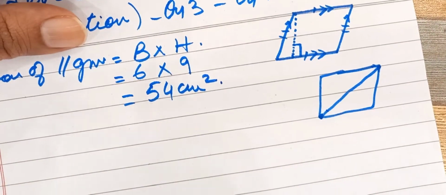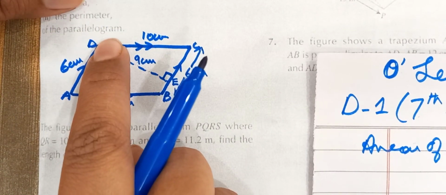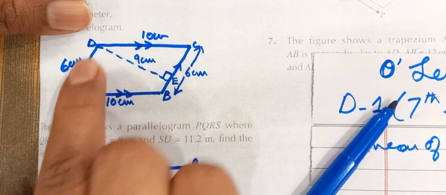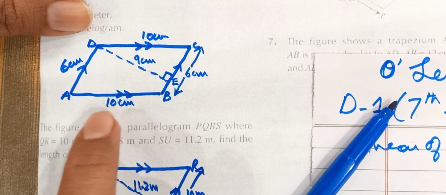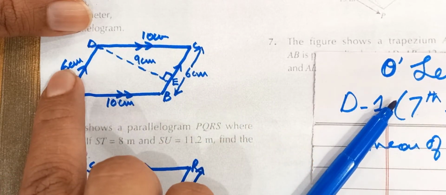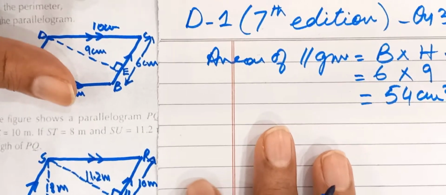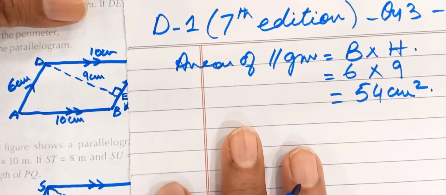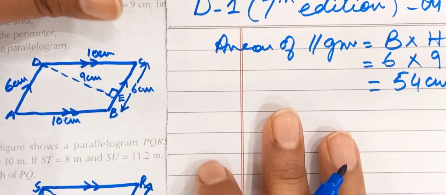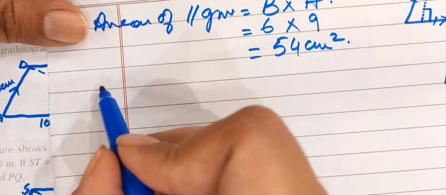Now we have to find the perimeter of the parallelogram. Again, perimeter is the sum of the outer boundaries of any shape. So how am I going to find the perimeter? 10 plus 6 plus 10 plus 6, and I will get the required result. The formula for finding the perimeter of a parallelogram is the same as the formula for finding the perimeter of a rectangle. So I will use the formula.